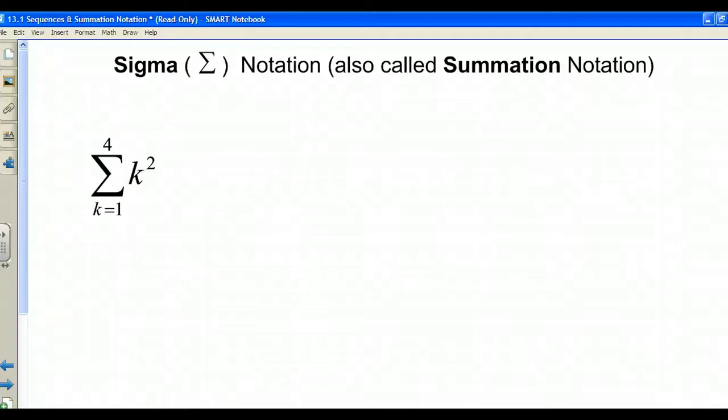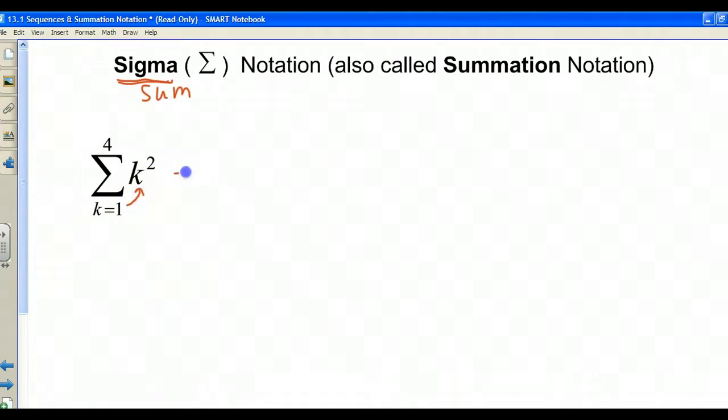Okay, sigma notation is a little intimidating, but all this really means is sum. So we're talking about the sum of a series or sum of a sequence here. So to generate this, this is our notation. And what this means, to find the first term, we basically plug in this value.